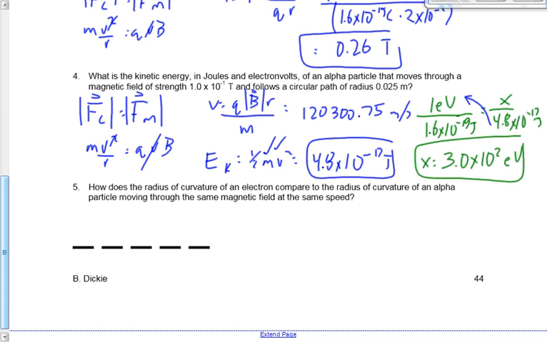All right, question number 5. That's what I thought to be the challenging question here. Let's take a look at that one now. How does the radius of curvature of an electron's path compare to the radius of curvature of an alpha particle's path moving through the same magnetic field at the same speed? The word compare is the big word there. You want to compare two things.